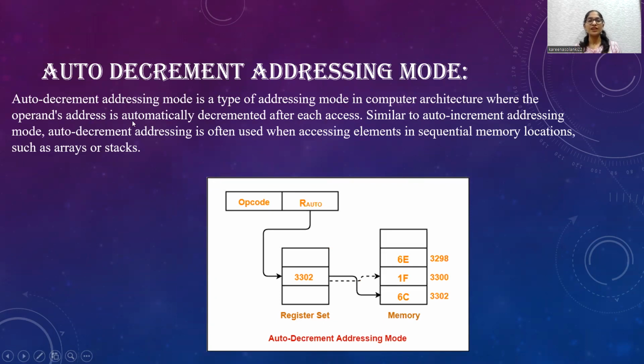Here the operand's address is automatically decremented after each access, similar to the auto increment addressing mode. It is often used when accessing elements in sequential memory locations such as arrays or stacks. Here we could see in the program where 6C is at 3302, that is the memory location, and for 1F it is again decremented by 2.